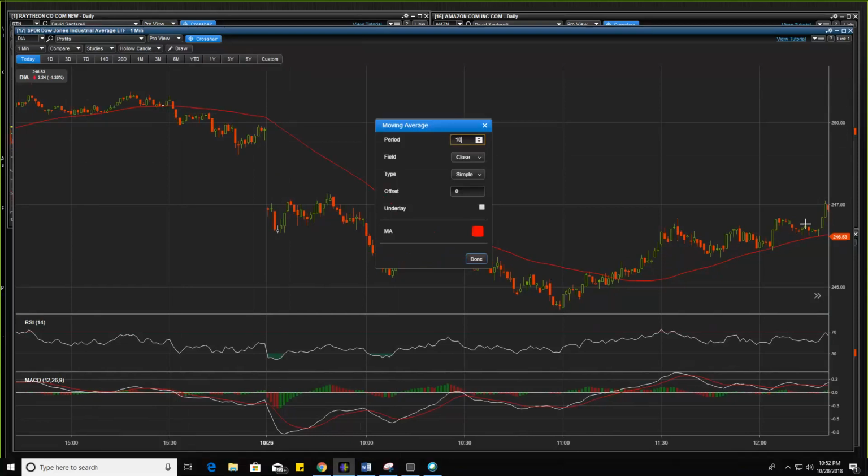And just like back here, when it went below, that was our exit signal to take profits. Here, when it goes above, that's going to be our exit signal. So watch this.